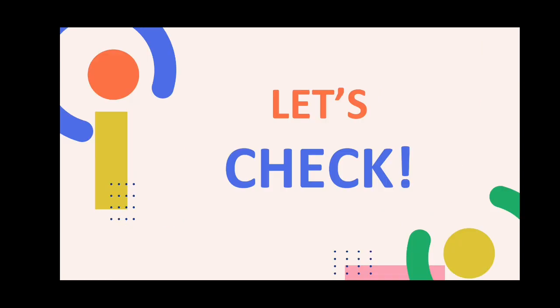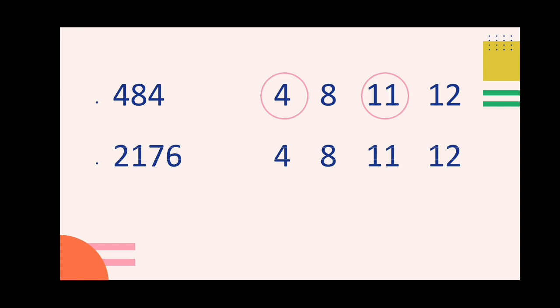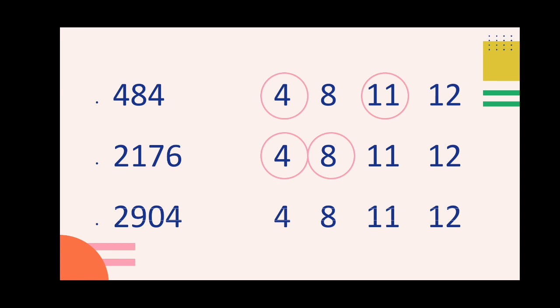Let us check. For 484, it is divisible by 4 and 11. For 2,176, it is divisible by 4 and 8. And for 2,904, it is divisible by 4, 8, 11, and 12. Okay, so what is your score? Good job!